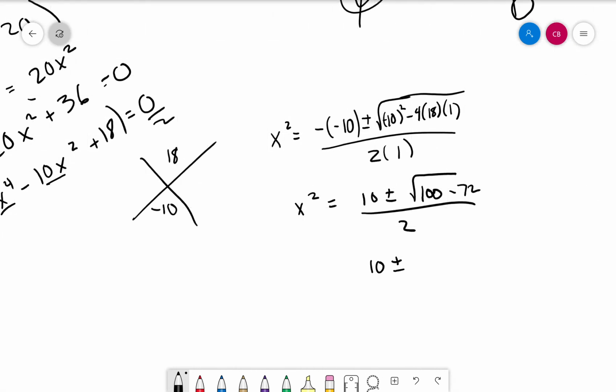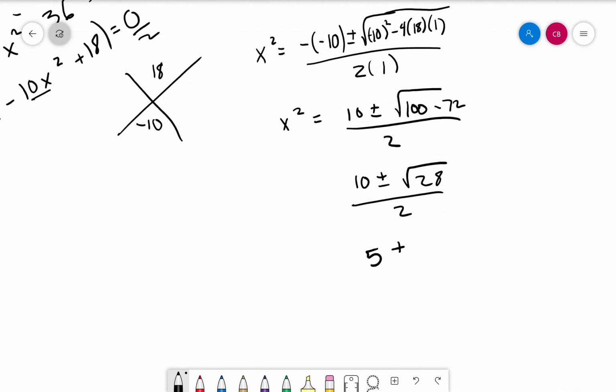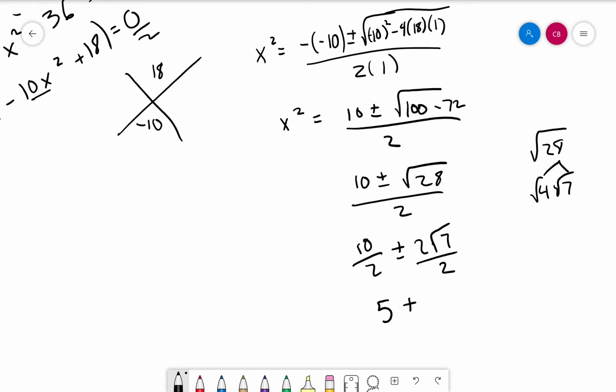10 plus or minus the square root of, is that 38? No, 28, over 2, which is 5, plus or minus. 28 is 4 times 7, so 2 square root 7 over 2. All I did is divide, so I'll erase and show you what I'm doing, why that's 5. This is 10 over 2 plus this, which is 5 plus or minus square root of 7.